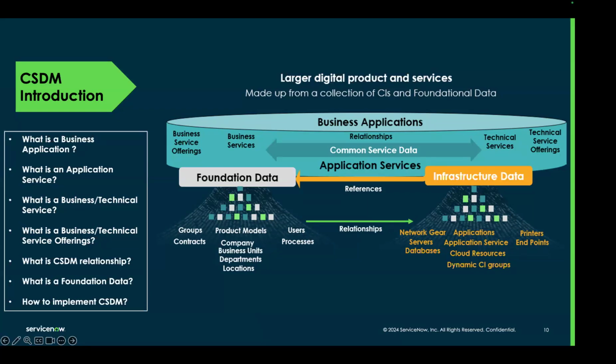Let's come to the business. After we have our technical IT functionality lined up with technical service and technical service offering, constructed through infrastructure data through application service, we start to support the business. In that case, we need to define business applications, then offer different business offerings to the business.